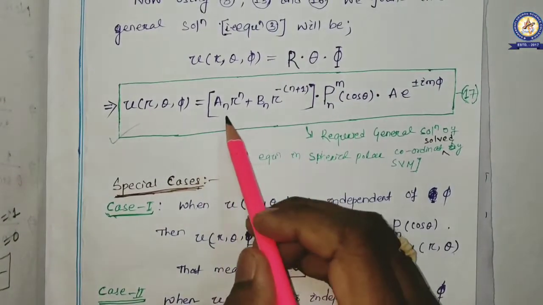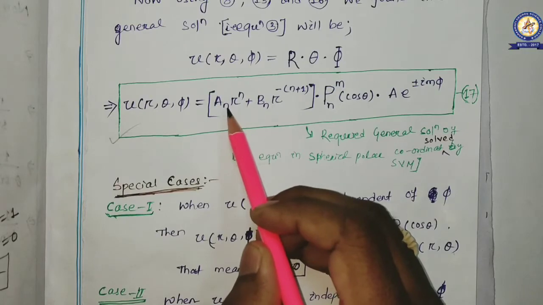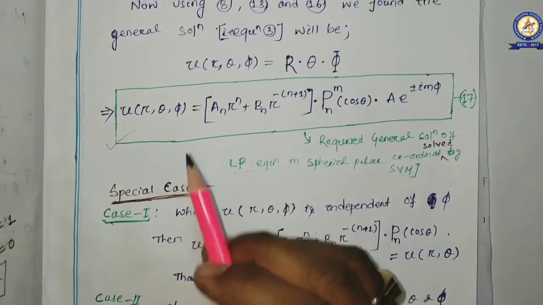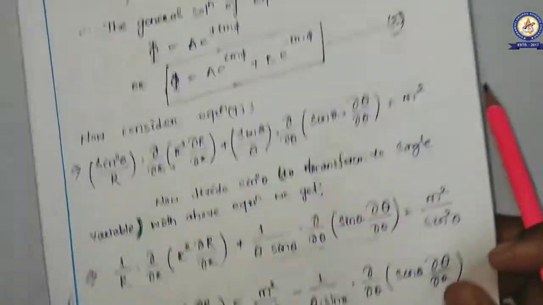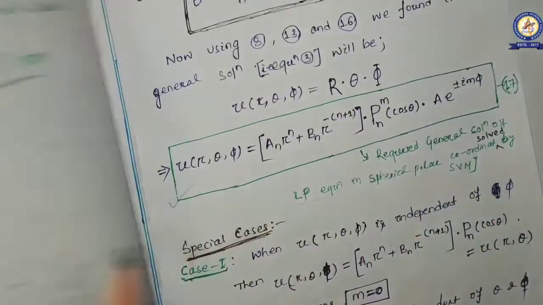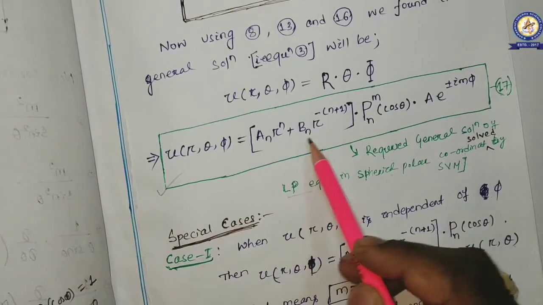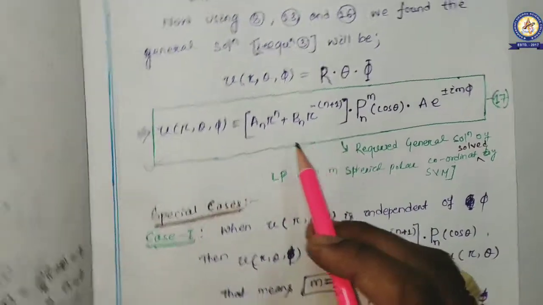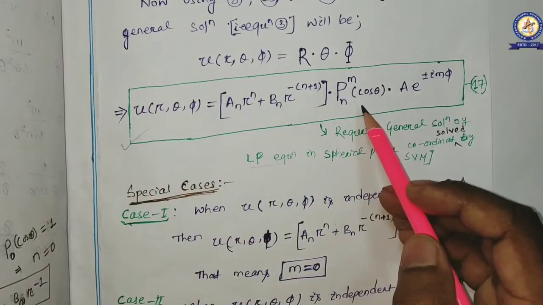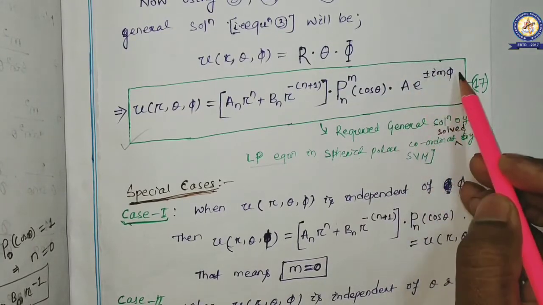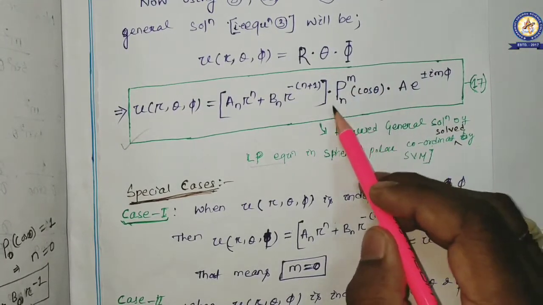the solution in the form of, see here, n will be 0 because this n came due to this one. Due to this factor, whenever we consider the LHS and RHS equal to n into n plus 1, then this n will appear in the solution for the R, right? If u is independent of theta and phi itself, then this term will not appear, and here m will be 0 and n will also be 0.